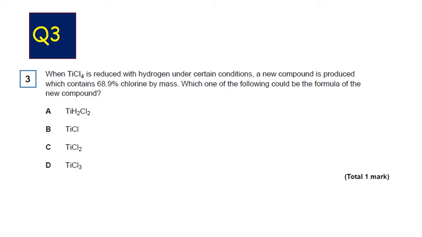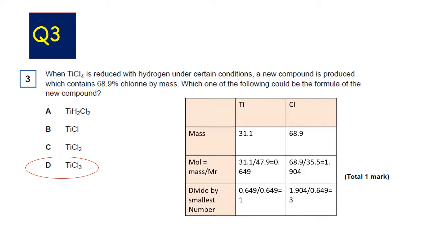So this one's an empirical formula question, and we're told that the new product has 68.9% chlorine in it. So the answer is D, but how we work that out was by going through it step by step. If we've got 68.9% chlorine, then 31.1% must be titanium, and then we can work out the moles, and then we can divide those by the smallest number to get our whole number ratio of 1 to 3.